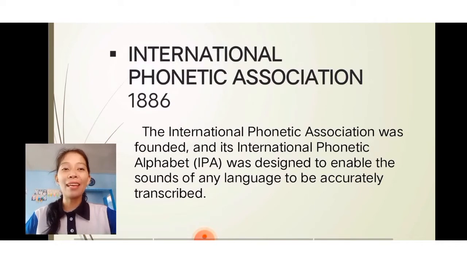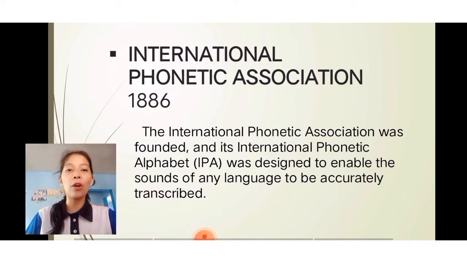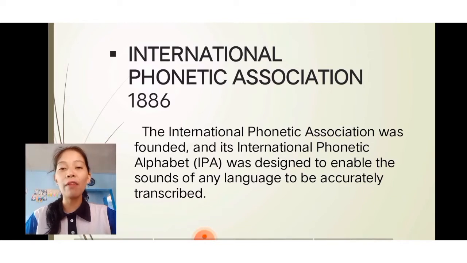The International Phonetic Association was founded, and its International Phonetic Alphabet, or IPA, was designed to enable the sounds of any language to be accurately transcribed.